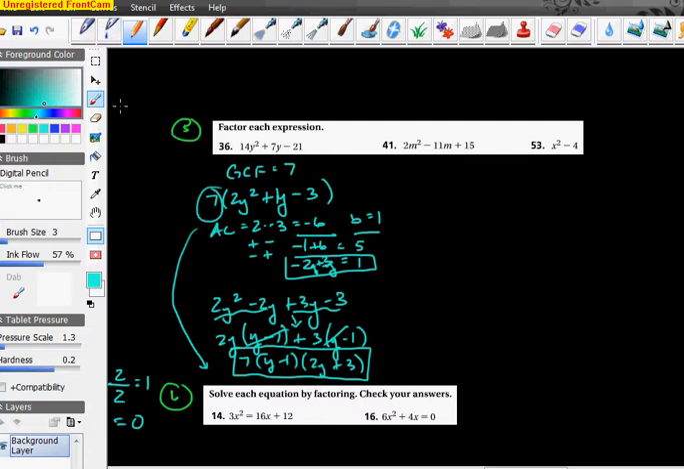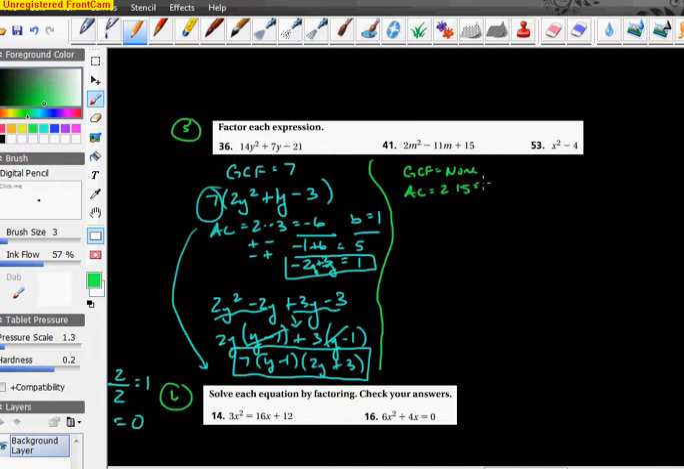So here we go. Let's factor another one: 2m squared minus 11m plus 15. Again, we have an A, so we have to look for the GCF. 2, 11, and 15, no common factor there. M squared, m, and no m. There is no common factor. So again, this is the AC method.